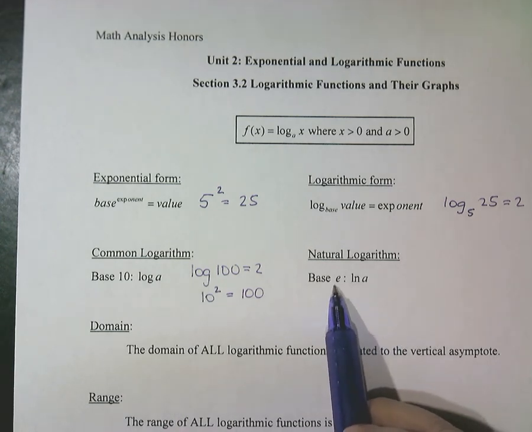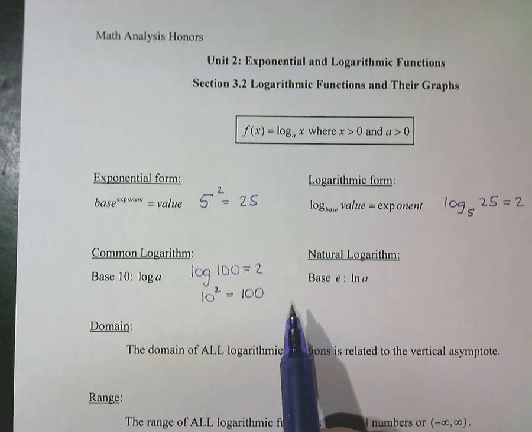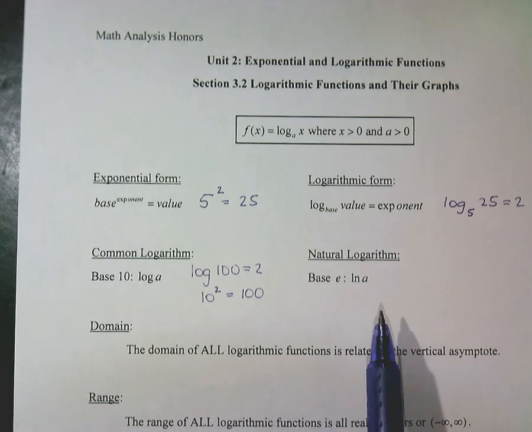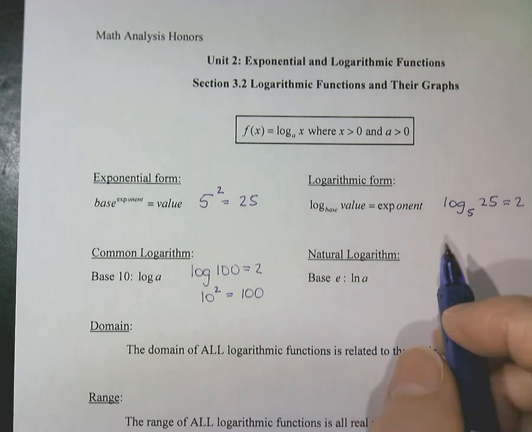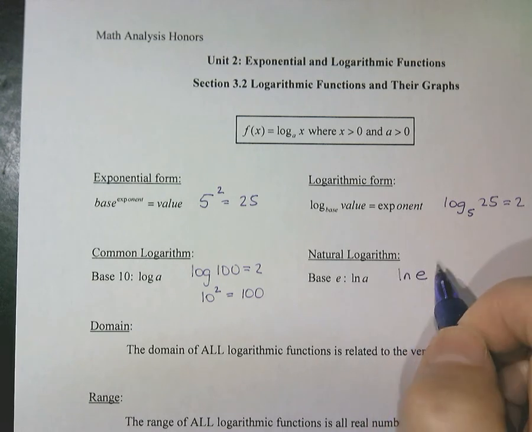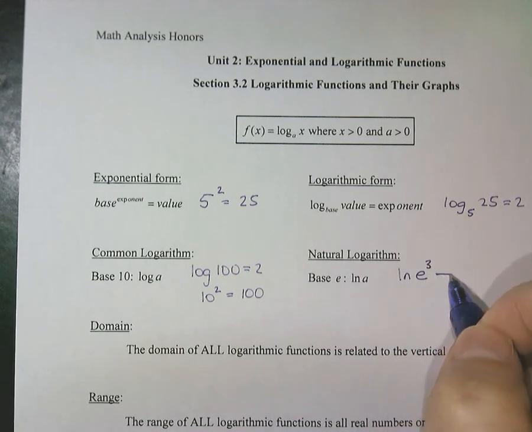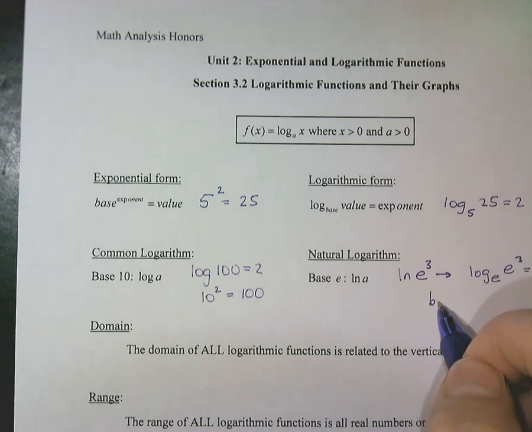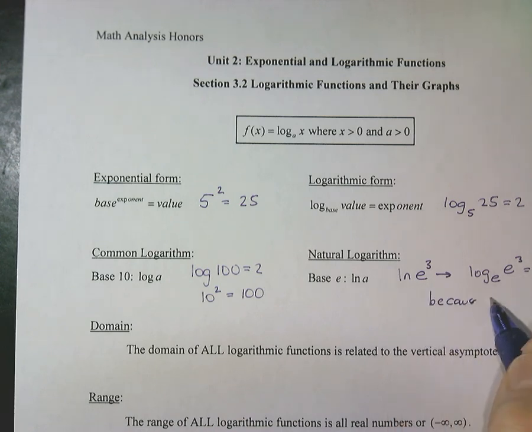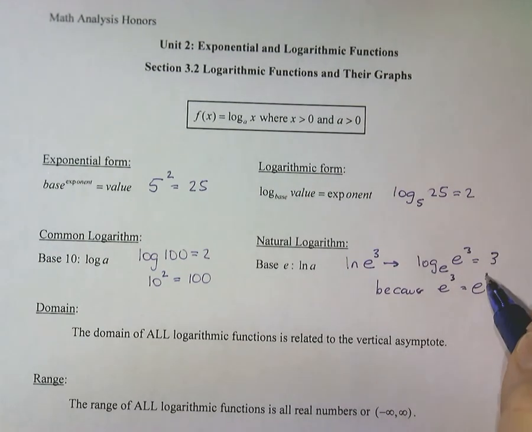A natural logarithm has a base of e. Like I said before, e is a constant. It's the value about 2.7, and it's used a lot in calculus. So if I had something like this, natural log of e to the third power, that's the same thing as saying log base e of e to the third power, which is going to equal 3, because e to the third power equals e to the third power. And I'll explain this more in detail.